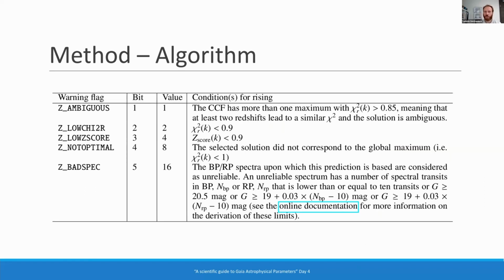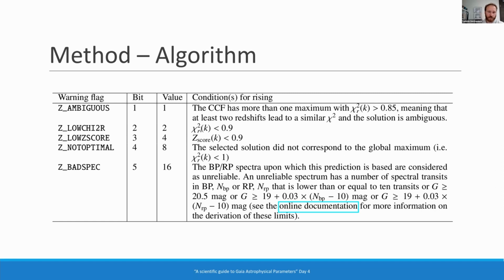So now finally, we are also deriving flags telling us something may be wrong in this solution. For example, we have the Z ambiguous flag that is telling us that at least 2 solutions have comparable cross-correlation function, comparable chi-square actually. So we have the uncertainty of choosing one or the other.